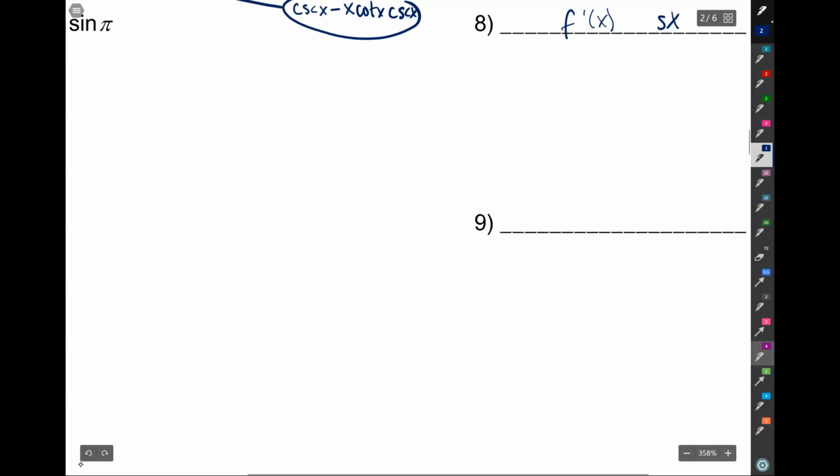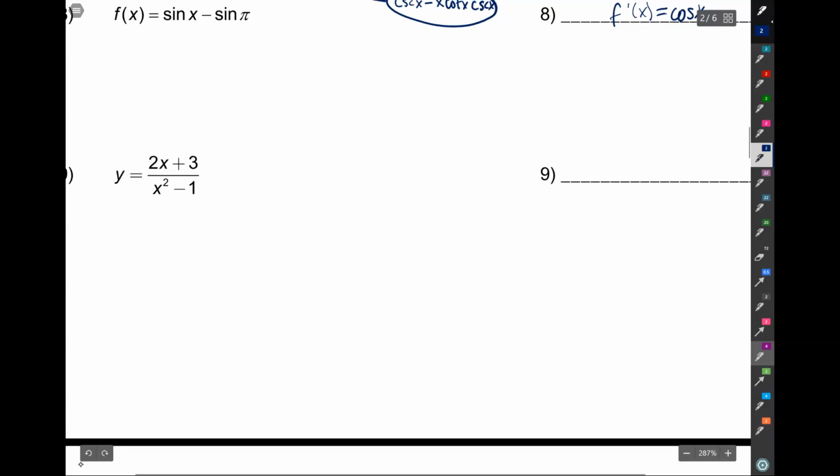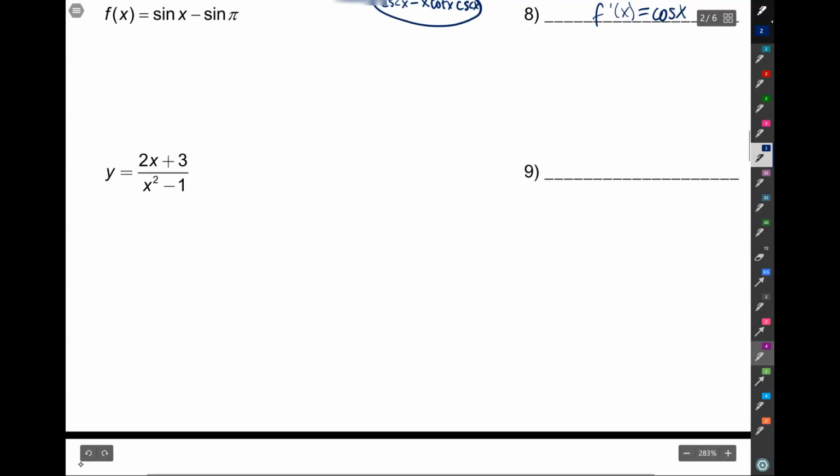Wait, why is sine of pi just? Oh, because it's 1. No. Unit 0. Sine of pi. Sine of anything is 0? Nope. Sine of pi is 0.